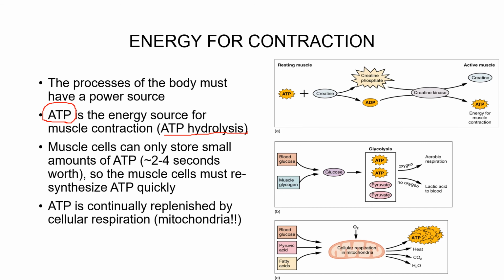But it's not that long. So what you need to do is you need to be able to replenish ATP very quickly, and we do that thanks to our ATP powerhouse, or our energy factory, the mitochondria. So you can see in the diagrams on the right different ways we make ATP. This is what I was referring to: this process here called the creatine phosphate pathway can help us possibly get more than 2 to 4 seconds, but not much longer.